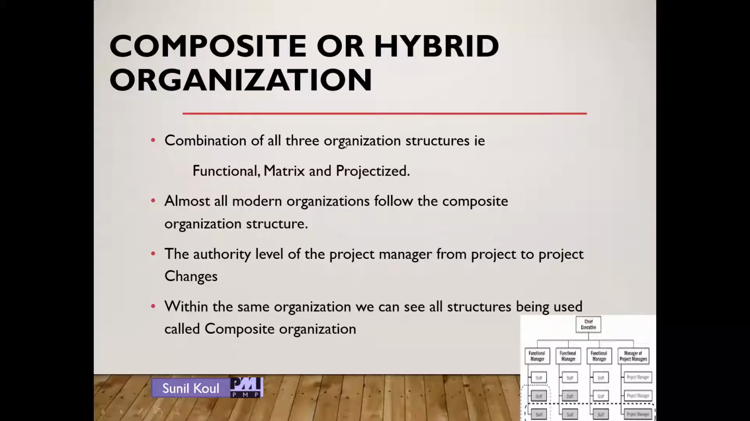So the last one, guys, is composite or hybrid organization. So what it means? When we see the combination of all the three organization structures, they are combined together basically, like functional, matrix and projectized combined together, they form a composite or hybrid organization. Today's modern organizations follow the same structure, and the authority of the project manager changes from project to project here. And within the same organization, you will find all the structures combined together here.